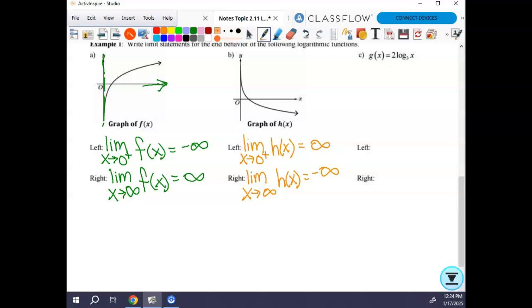Okay. That's what I got. Y'all agree with that? And we used h of x? Yes, very careful with that.